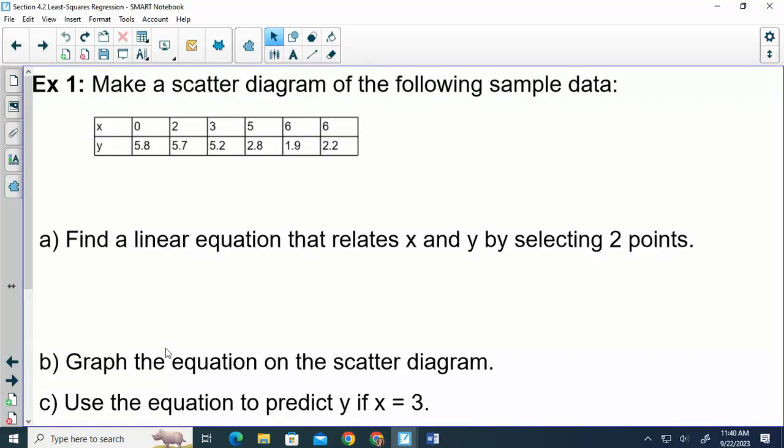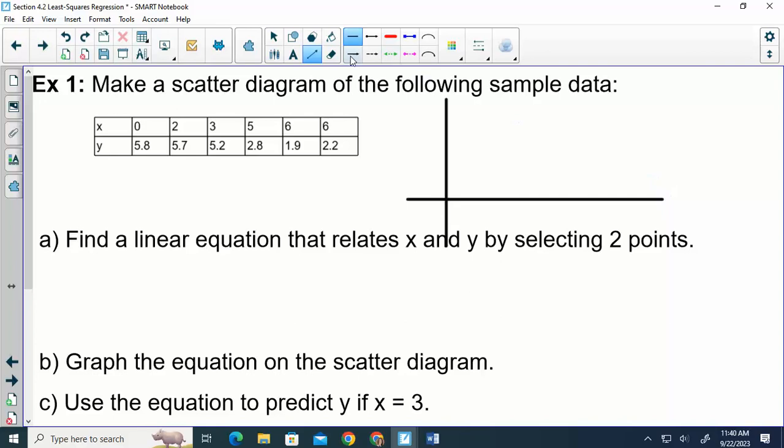So let's look at this one. We're going to make a scatter diagram here. We'll do this one by hand. It's not too hard to do. Scatter plots we talked about yesterday, you can do on your calculator very easily, just by entering the data into L1 and L2. And we can do it by hand. You're just plotting the x's and the y's. So for x, I need 0 through 6. And my y's, I'm going to go up to 6 as well.